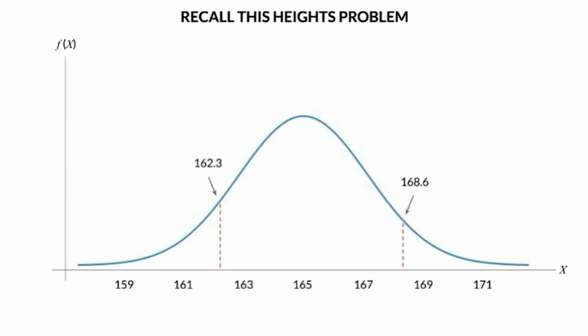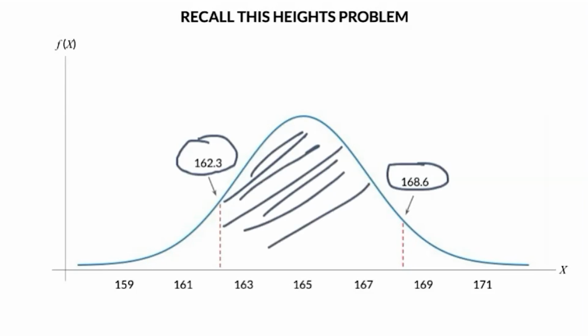Now let's go back to the heights problem, in which I told you that we had these two values, 162.3 centimeter and 168.6 centimeter, and that time we did some quizzes on 163 to 167, 161 to 169, the very common intervals. But what about random intervals, right? So we said, okay, integrating this is going to be messy. So how do we calculate this probability?